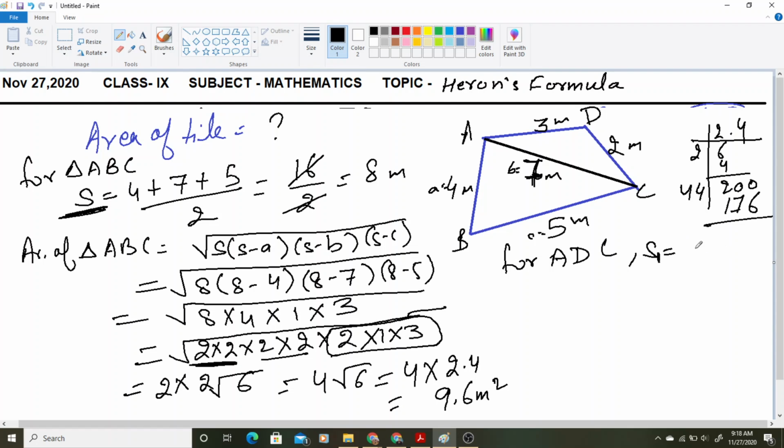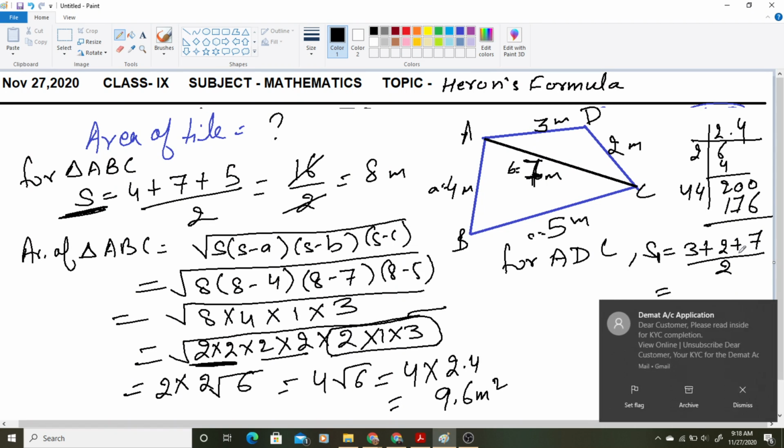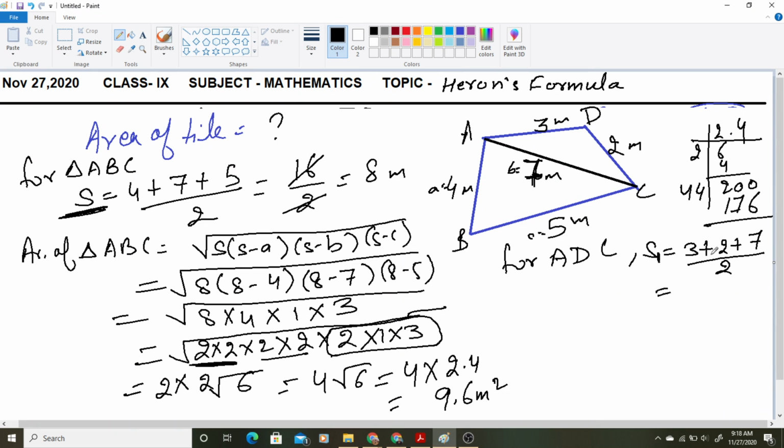So S1 will be 3 plus 2 plus 7 divided by 2. How much? It is 3 plus 2, 5. 6, sir. And then 7, it will be 12 by 2, and you are getting 6. So now you can find the area. So area will be under root, it will be 6, 6 minus 7 plus 2 is 9, 9 plus 3 is 12, 12.